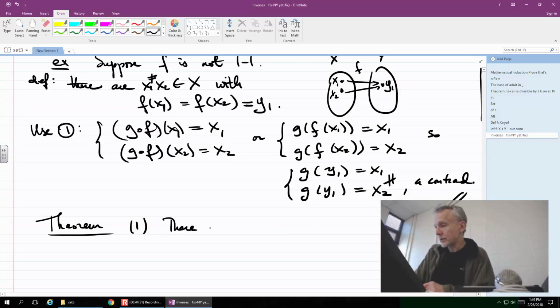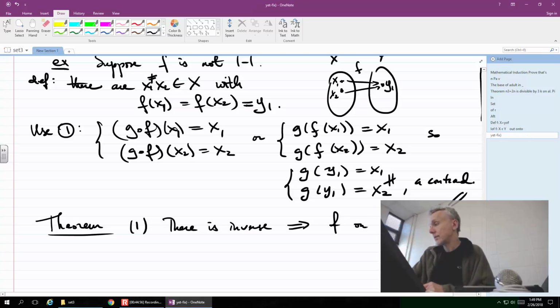If there is an inverse, then f is onto, and secondly, f is 1-to-1.